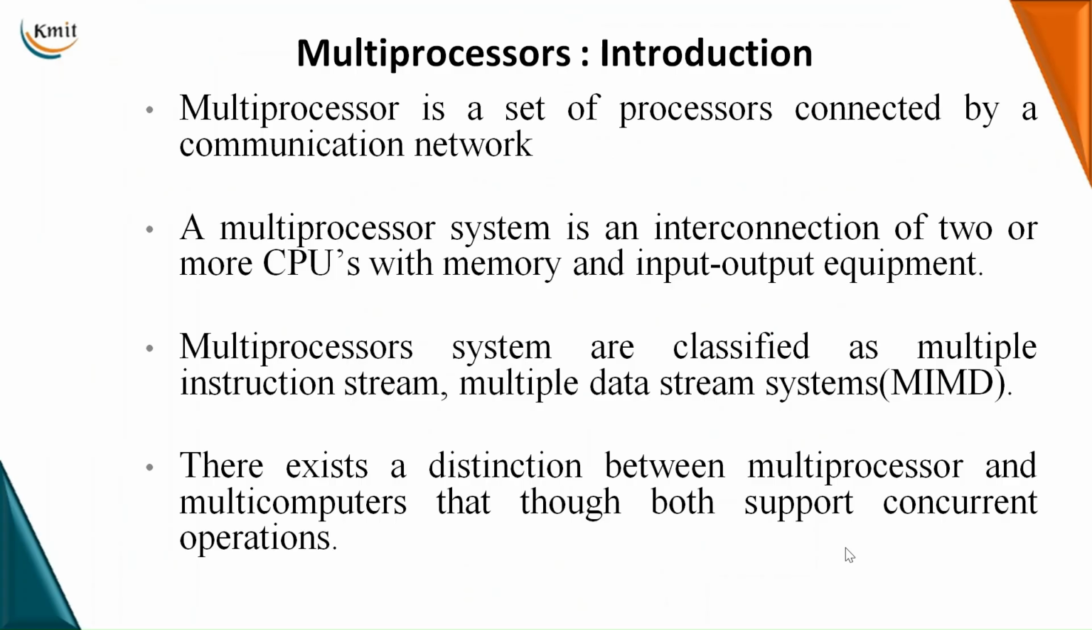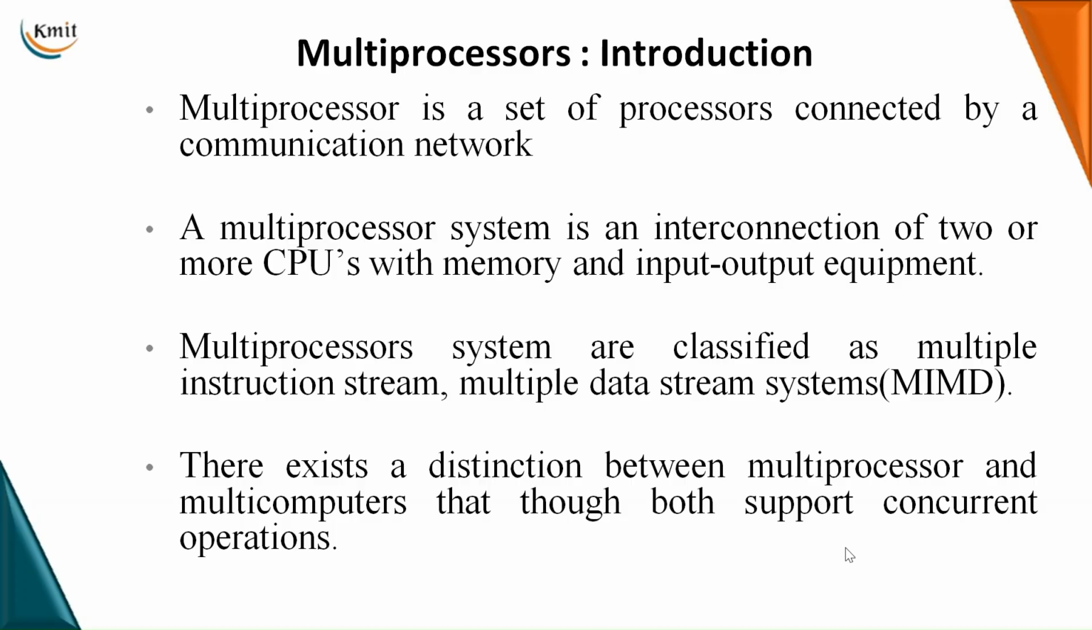So multiprocessor systems are classified as MIMD architectures. When we talked about Flynn's taxonomy, we came across different types of architectures called single instruction, single data stream, single instruction, multiple data stream, multi-instruction, single data stream, and multi-instruction, multiple data streams. So this multiprocessor architecture implements the concept of multi-instruction, multiple data stream.